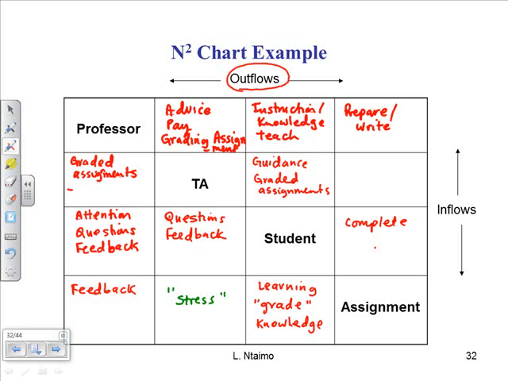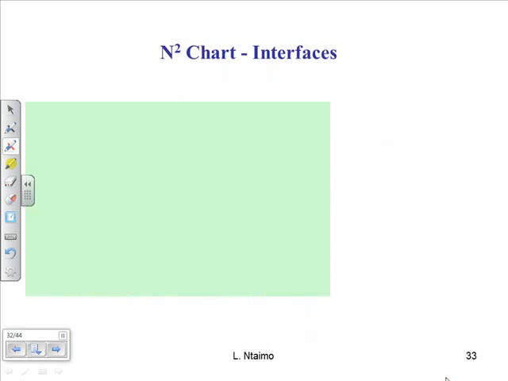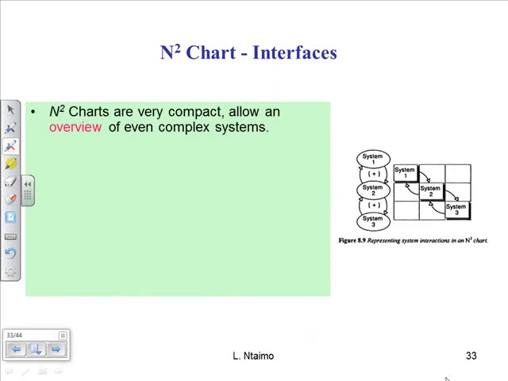Okay, so this is a very simple example of an n-squared chart. So everybody doing fine? Okay, so this is how we just constructed one. Again, in an industrial setting, you'll be doing this in teams. Okay, it looks very simple here because I have very simple entities I'm looking at. Everybody can relate to this. And that's why I'm using this as an example. So I'll show another example in a few slides. But let's look at this in more detail.